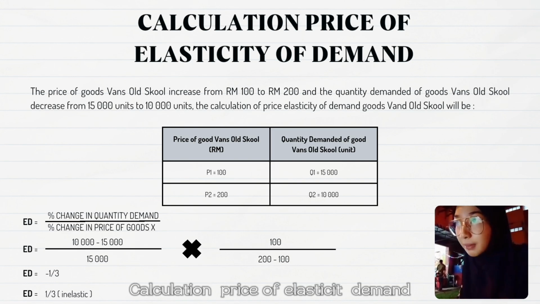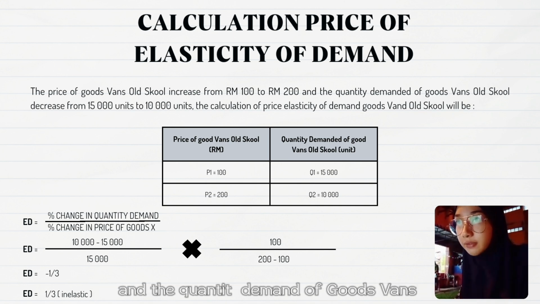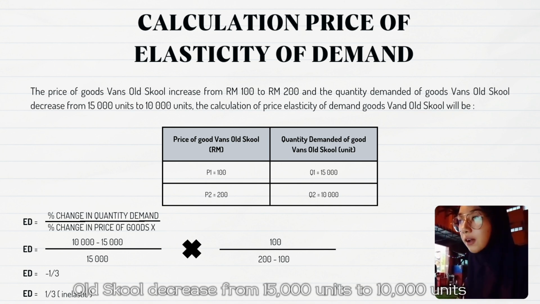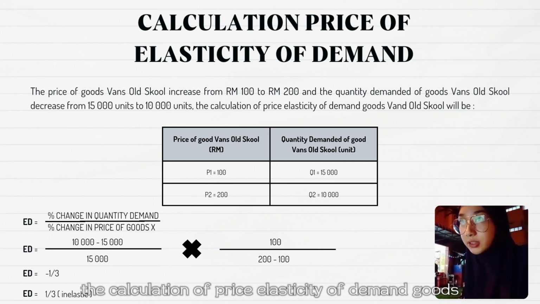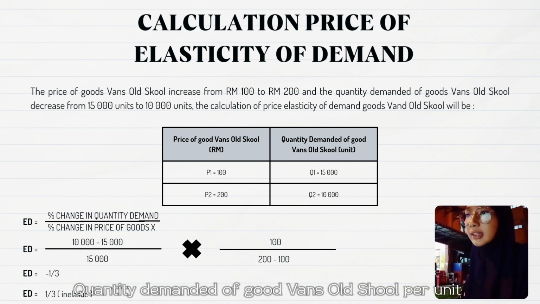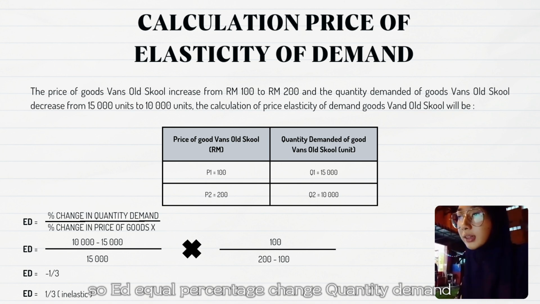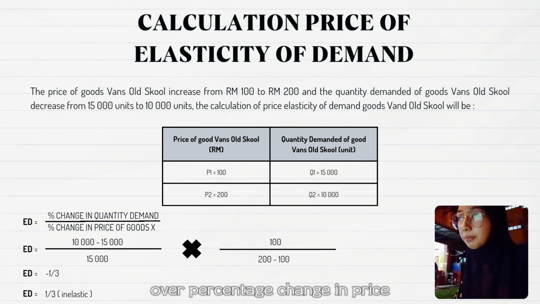Price elasticity of demand. The price of goods when out school increased from 100 ringgit to 200 ringgit, and the quantity demanded of goods when out school decreased from 15,000 units to 10,000 units. The calculation of price elasticity of demand of goods when out school: price 1 is 100, price 2 is 200, quantity 1 is 15,000, quantity 2 is 10,000. So ED equals percentage change in quantity demanded over percentage change in price of good X.